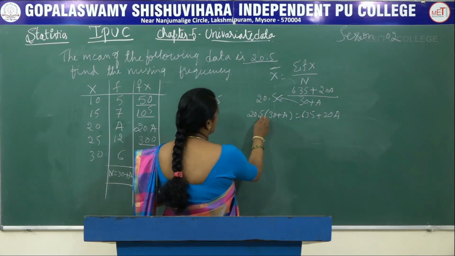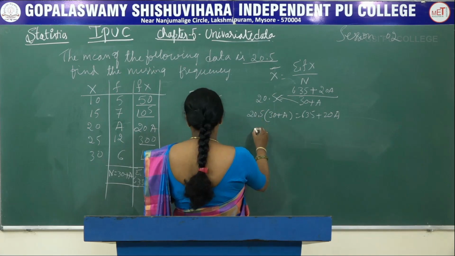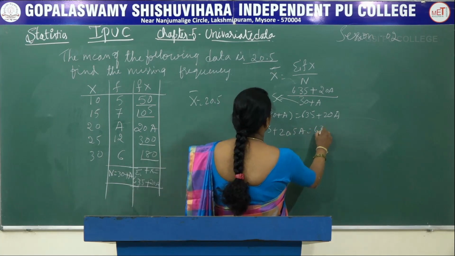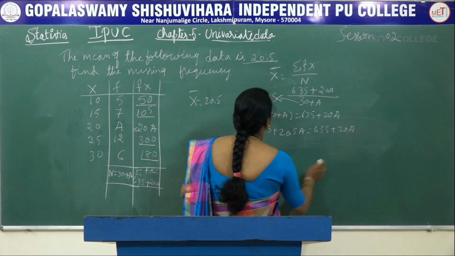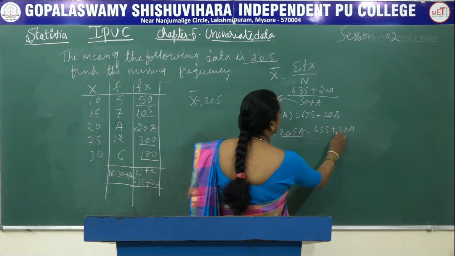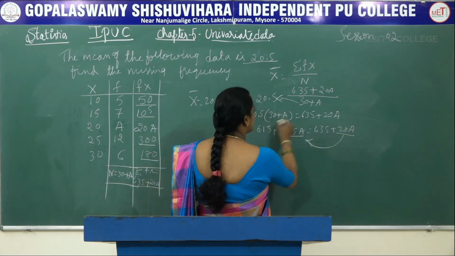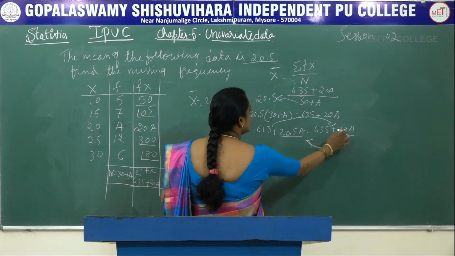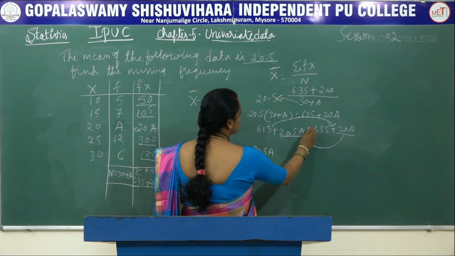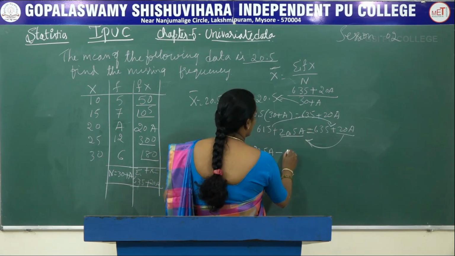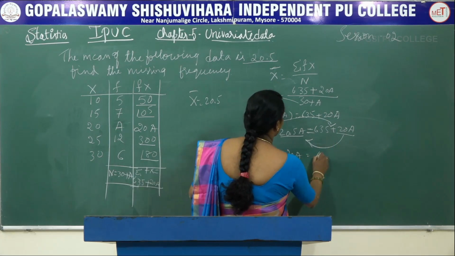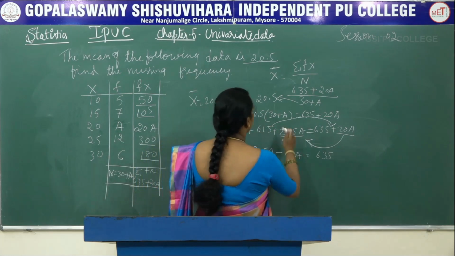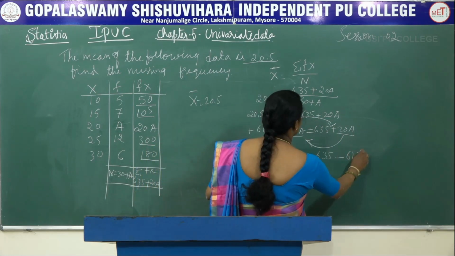Now you multiply 20.5 to these two numbers. It is 615 plus 20.5A is equal to 635 plus 20A. Here this is 20.5A and 20A. You shift this to this side and this to this side. It is 20.5A. Here this is plus. If I shift this to the left hand side, it will be minus 20A is equal to 635. I'll write as it is, and this plus 615. If I shift it to this side, it will become minus 615.